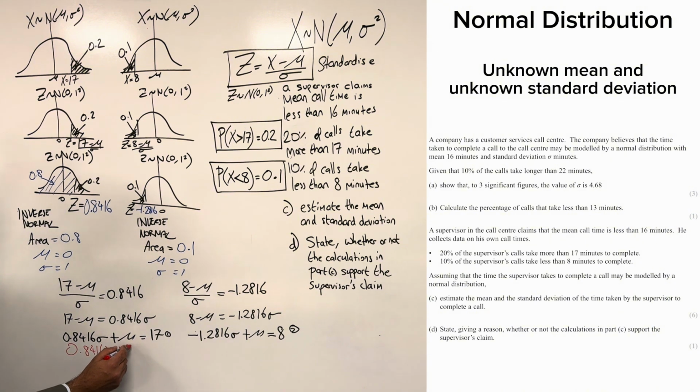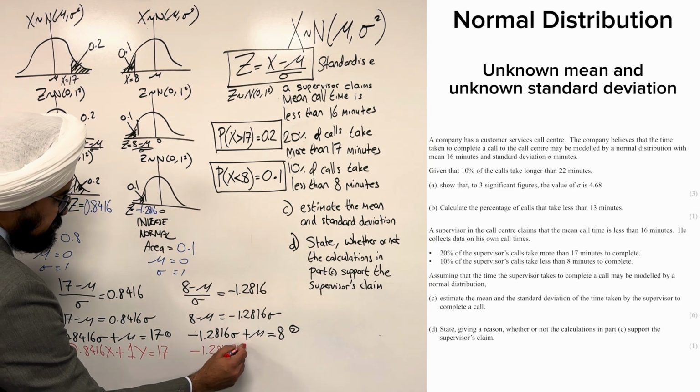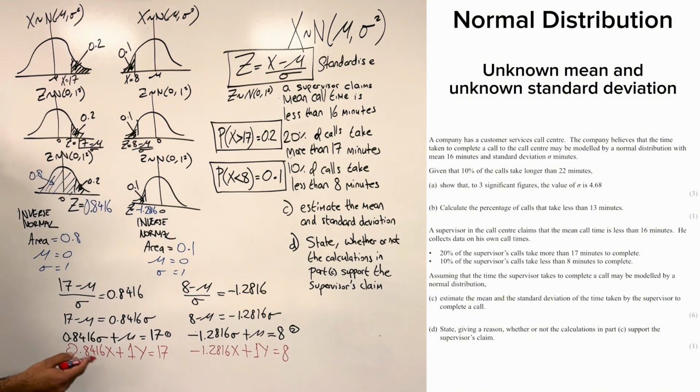What I'm going to do is rewrite this just so that we don't make any mistakes, in the form in which I put it into the calculator, which is 0.8416x plus 1y is equal to 17. And here I have minus 1.2816x plus 1y is equal to 8. It doesn't matter what you put in for x and y as long as you're consistent.